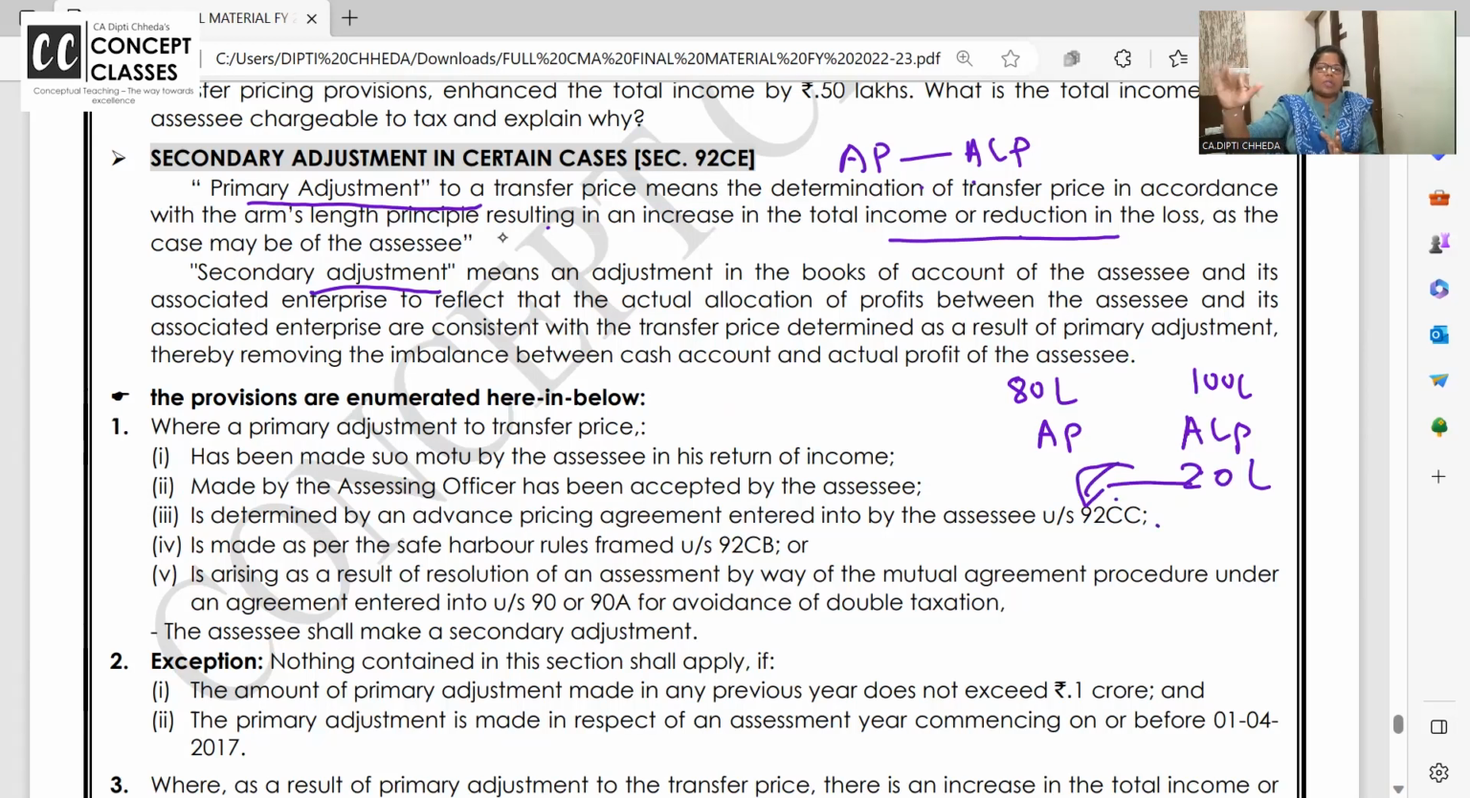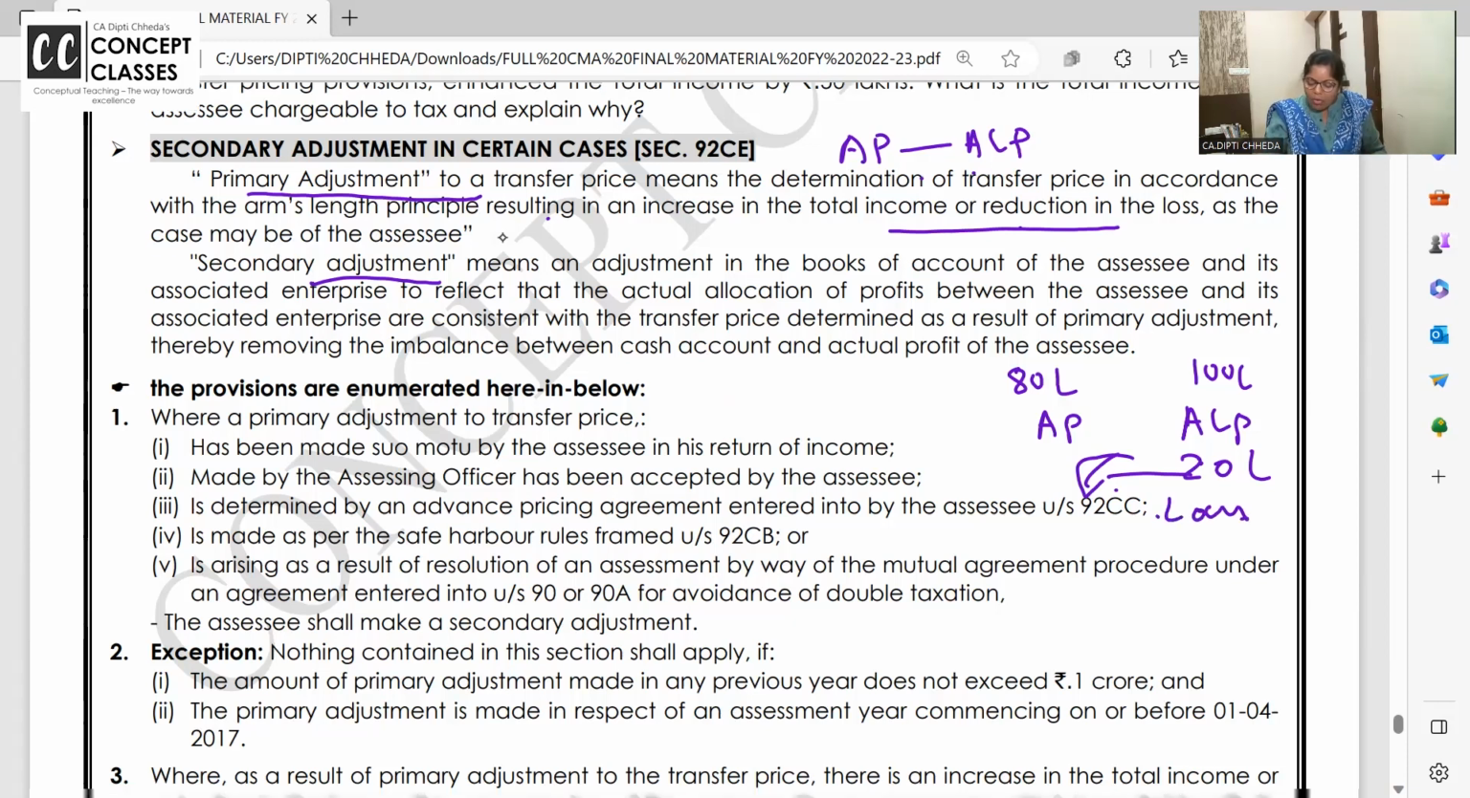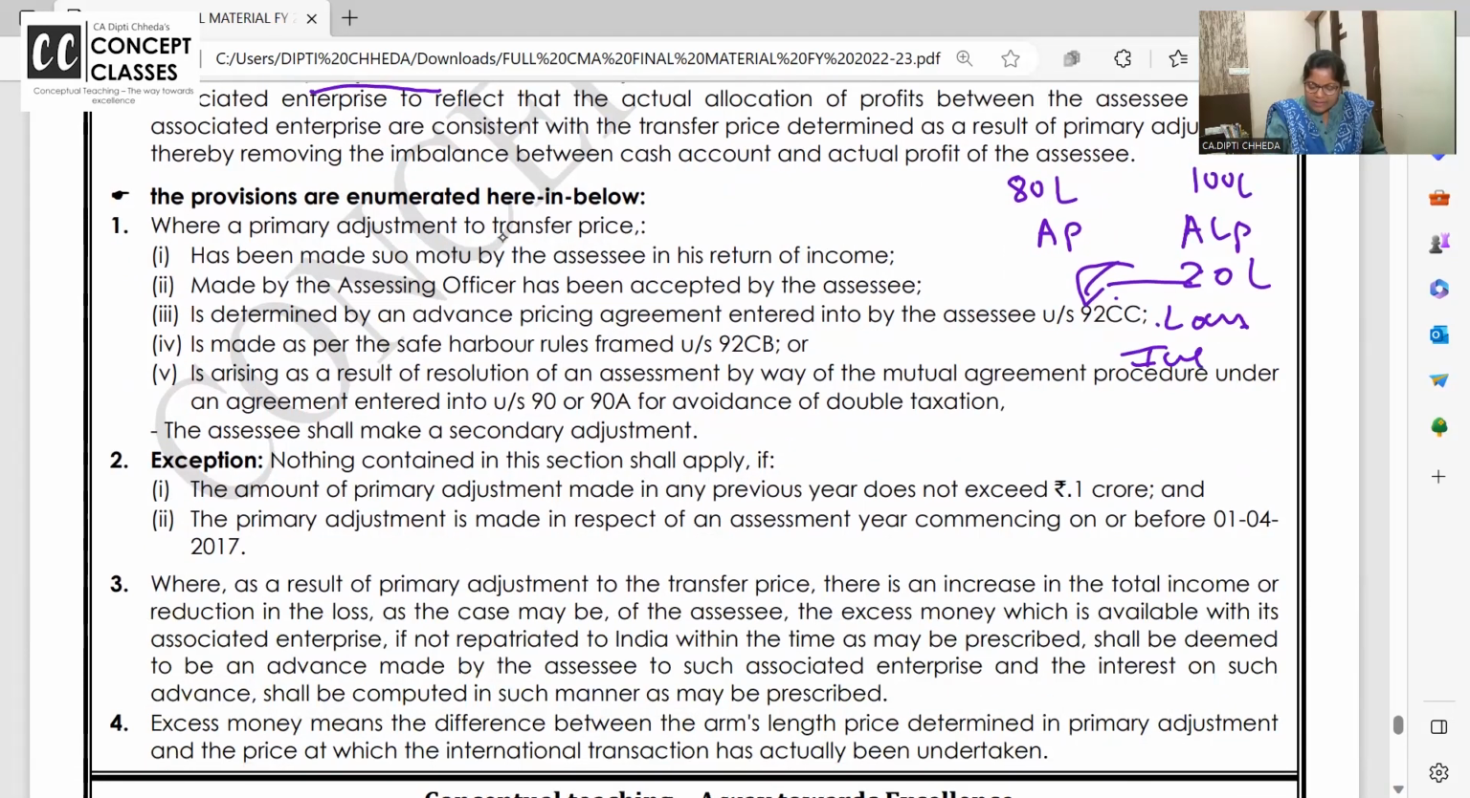Ma'am, but the other party is closed. We have sold them at 80 and you are asking us to show the sales at 100. 20 lakhs you have added in my income, I have paid tax. No, 20 lakhs should be brought in India from your associate enterprise, any associate enterprise. If it is not brought, this 20 lakhs is treated as a loan, and on this loan, interest is charged at the given rate, which I will explain, and that interest will be taxable every year in my return. This is the impact of secondary adjustment.